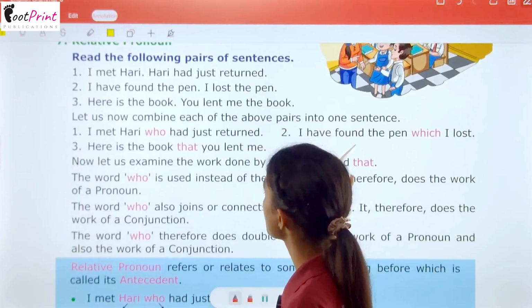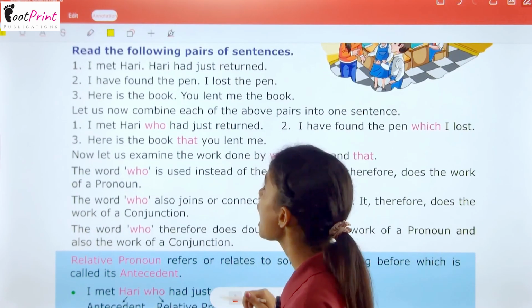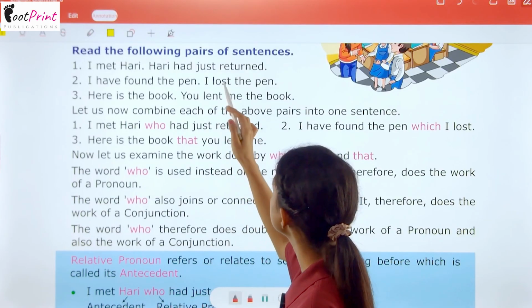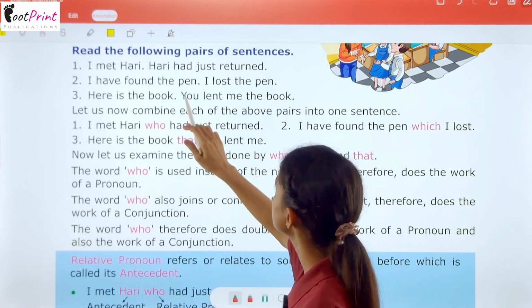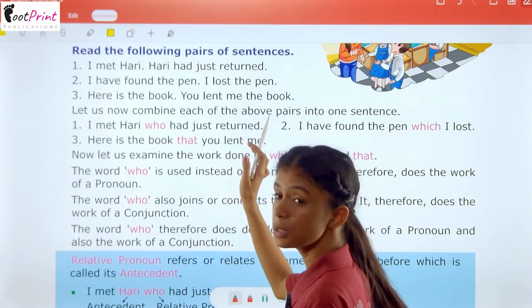Next we have relative pronouns. And for this, let's read the following pair of sentences. I met Hari. Hari had just returned. I have found the pen. I lost the pen. Here is the book. You lent me the book.